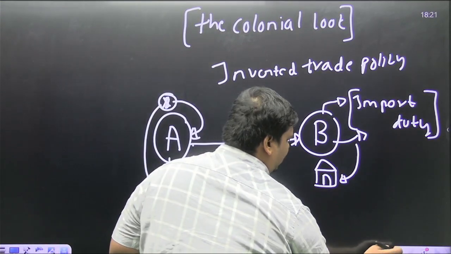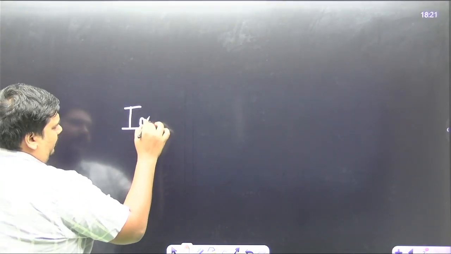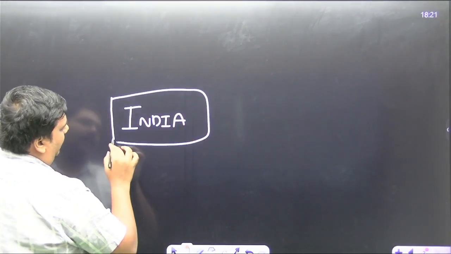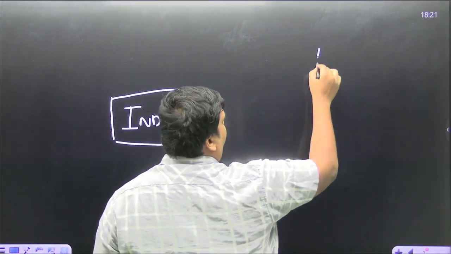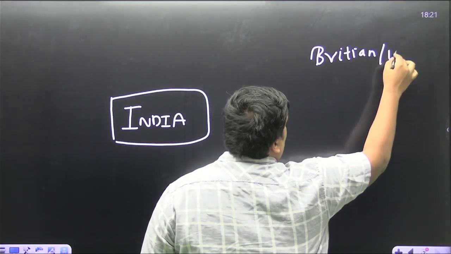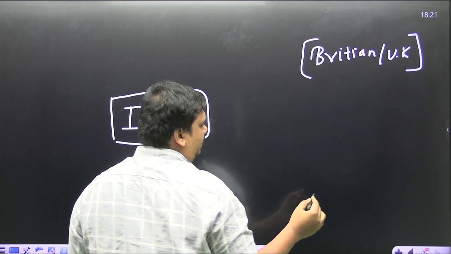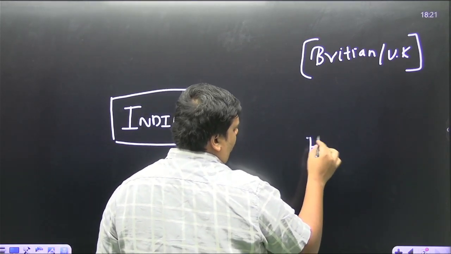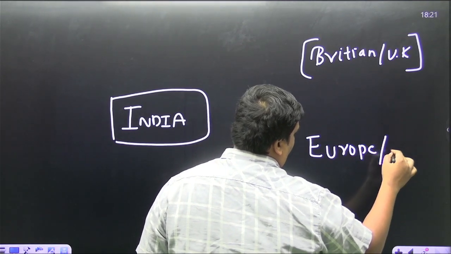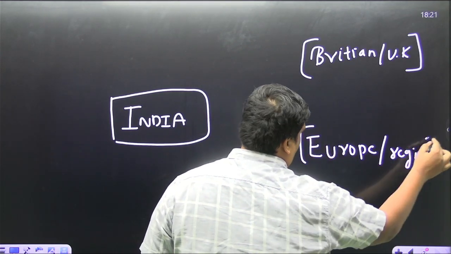Now what Britishers did was, we had India, and we had Britain or the United Kingdom, home of the East India Company and Britishers. Then there was another segment, Europe and other regions.